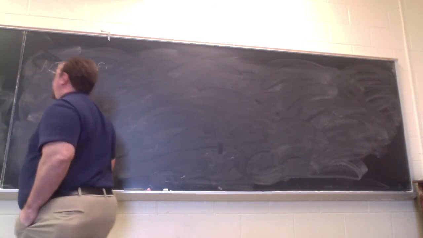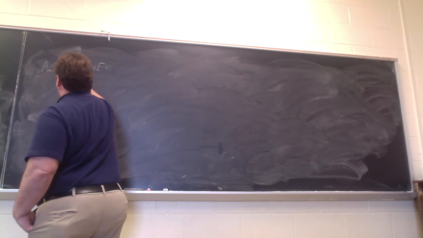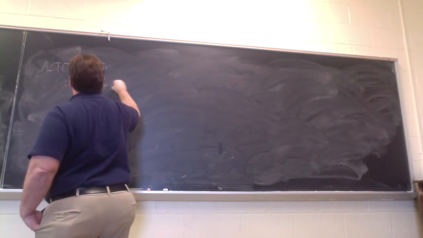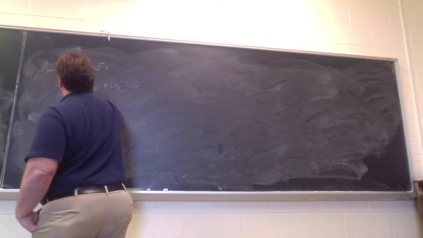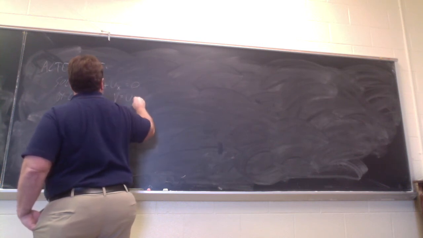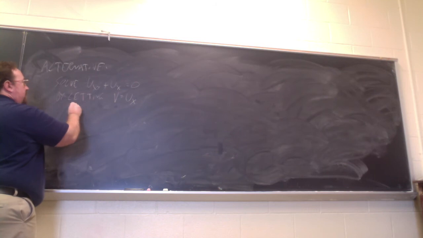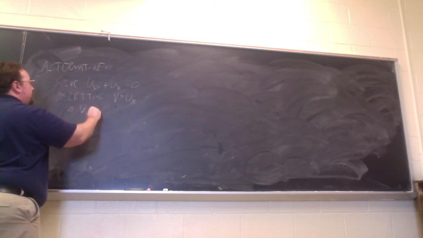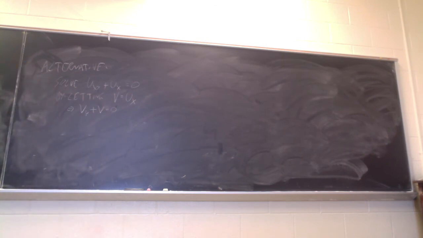So an alternative approach is to solve the original equation, u_xy plus u_x equals 0. But then let v equal u_x. So then if you substitute that into here, you get v_y plus v equals 0. So now you can go ahead and solve that.